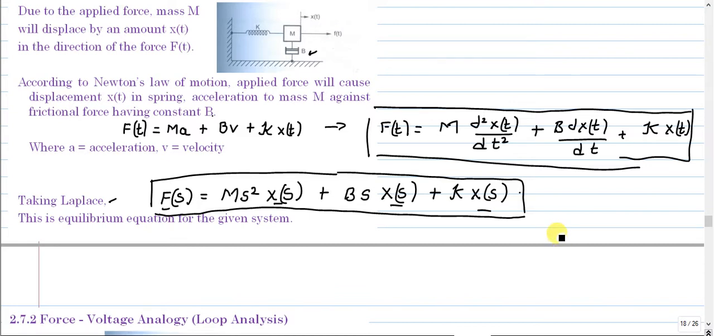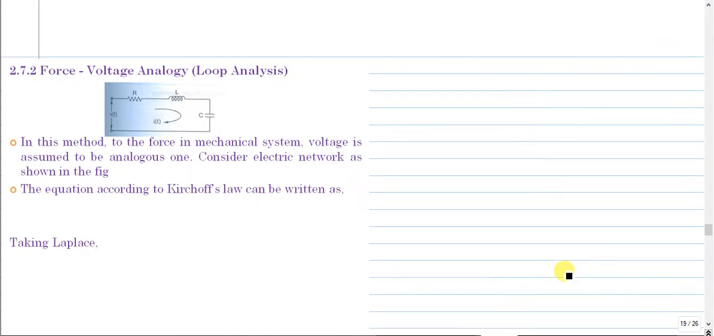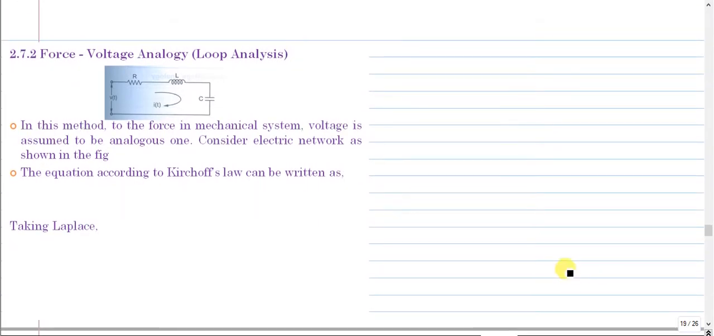We have taken a mechanical system and we have written its differential equation, and later we have applied the Laplace transform and rewritten it in the form of an algebraic representation. So that is done. Now we will consider the force-voltage analogy. As I said, we have two methods: one is force-voltage and one more is the force-current analogy.